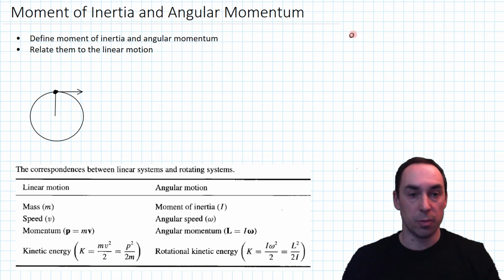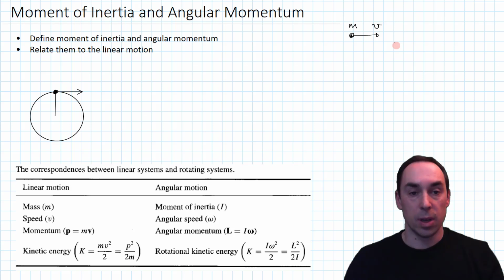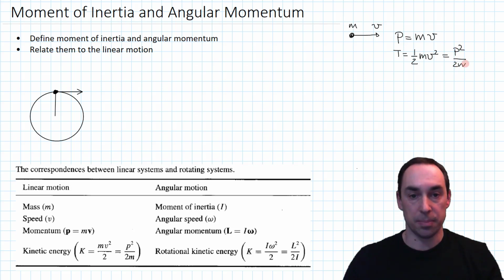familiar with. So if we have a particle of mass m that moves at a velocity v, we know how to calculate the linear momentum of that particle, which is just the mass times its velocity, and we know how to calculate the kinetic energy of that particle, which is just 1/2 the mass times the velocity squared, which is the same as the momentum squared over 2m. So this is something that we are already familiar with.